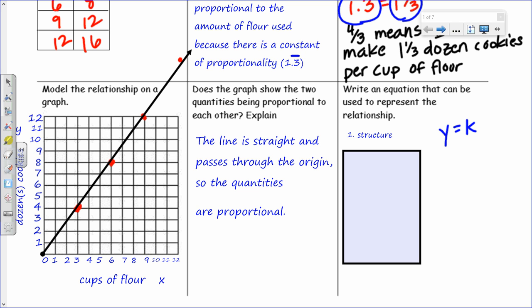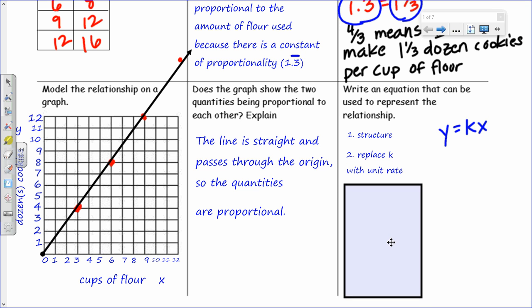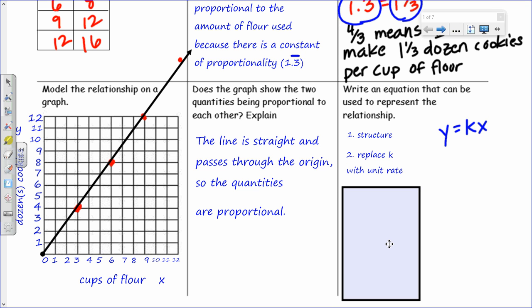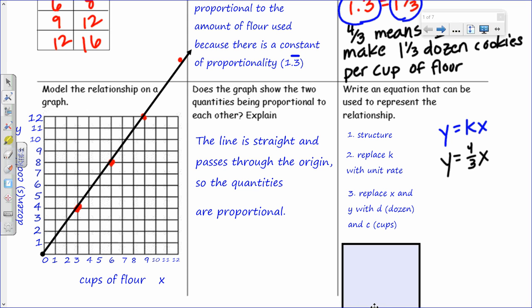Okay, for our equation, we first want to write y equals kx. I've been telling you in class it is that simple, y equals kx. Then you want to replace k with the unit rate. And we know that unit rate is 4/3. So y equals 4/3 x. I like using 4/3 because it's much easier when it comes to actually multiplying by 4/3.